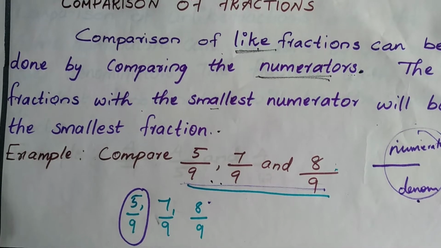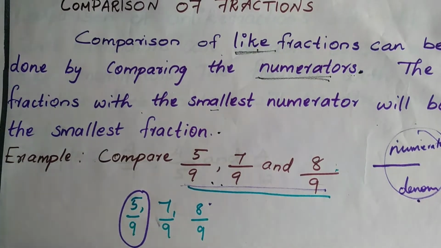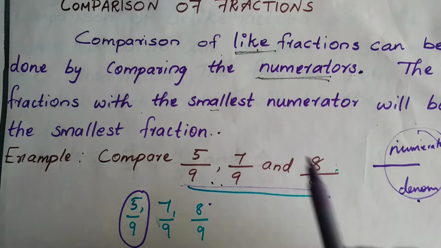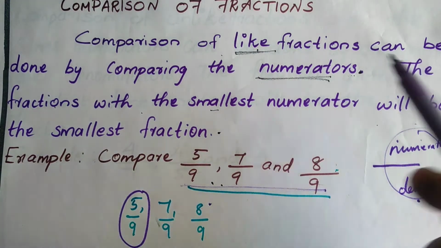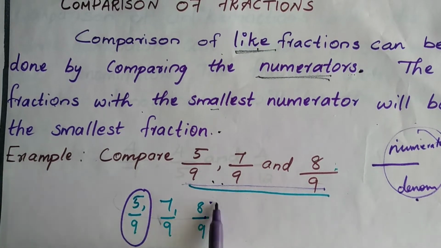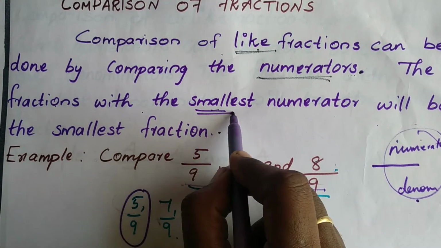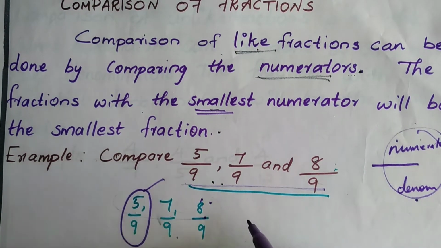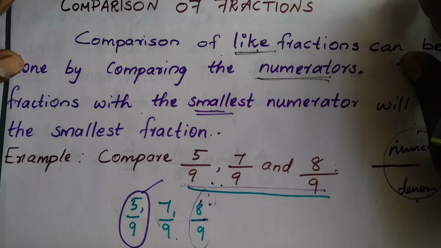Always remember one thing: if the fractions are said to be like fractions, the denominators must be the same. You should be clear with this concept. What's the first concept we learned? Comparison of like fractions is done by comparing the numerators. After comparing the numerators, the fraction with the smallest numerator will be the smallest fraction, and the biggest numerator will be the biggest fraction. Okay, dears, so come to our next point.